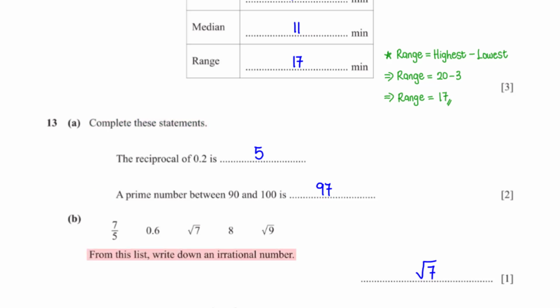From this list, write down an irrational number. An irrational number is any number that cannot be expressed as a fraction. From this list, that number is square root of 7.